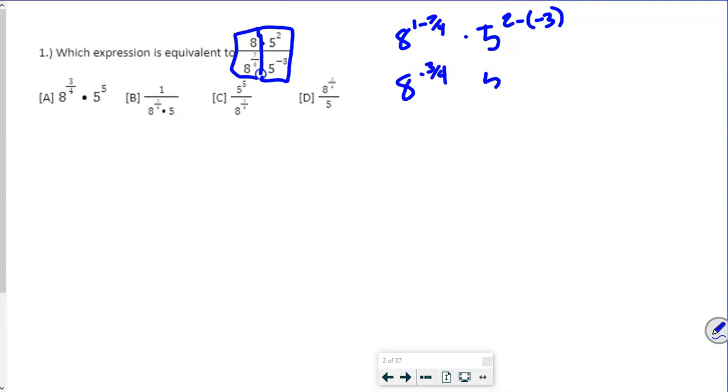And this is going to be 5. Remember, when I subtract the negative, that's going to be a positive, so that's going to be 5 to the 5th. So that means that the 5 to the 5th is going to go on the top, and the 8 to the 3/4 is going to be on the bottom, so that's our answer right there.